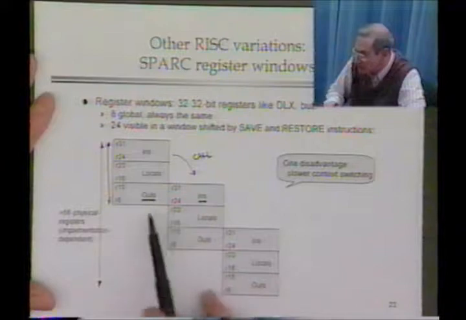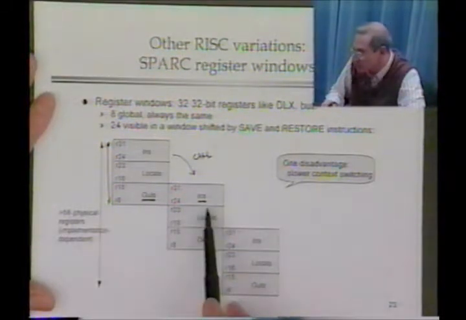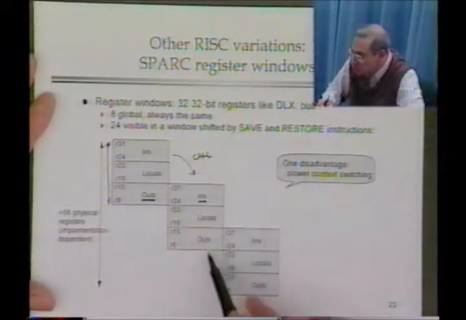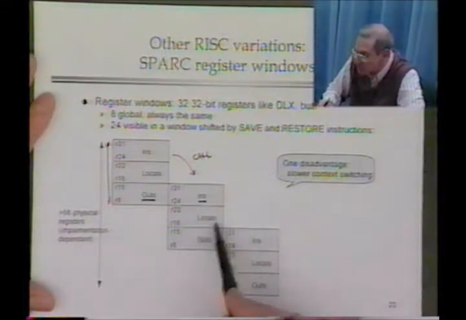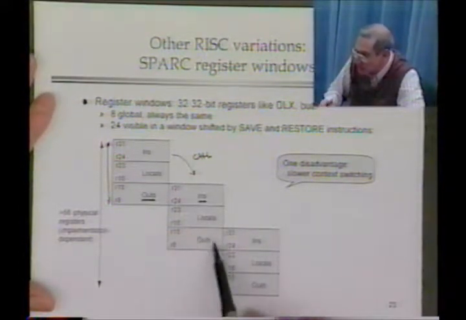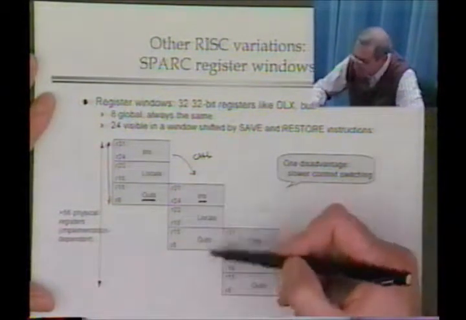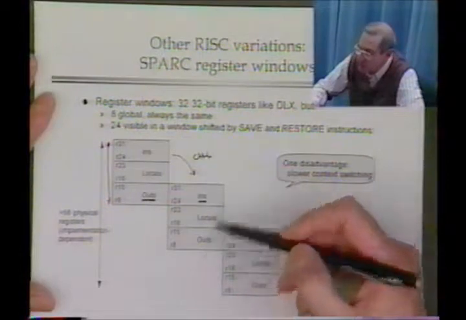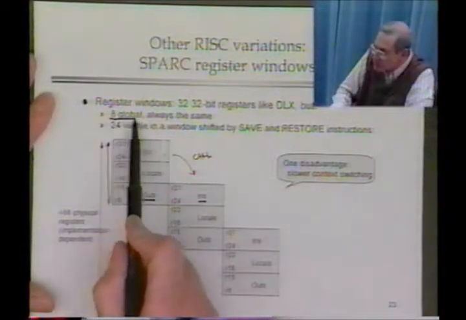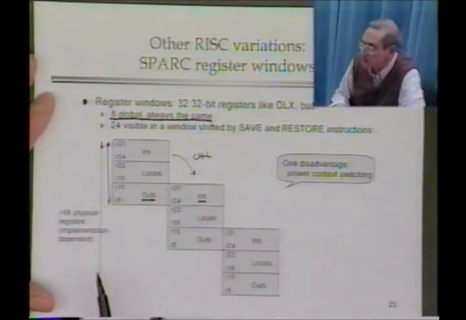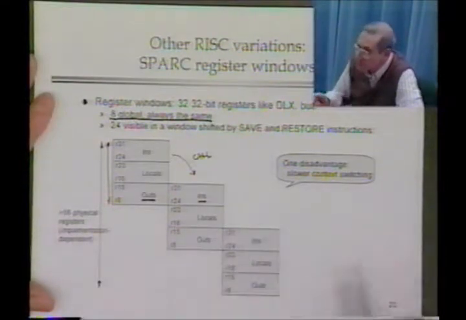Each transition gives you 8 of the same registers as the previous subroutine, 16 new registers, of which you can use 8 for your temporary variables, and 8 as output registers for the next subroutine you're going to call. This adds up to 24 registers, and in addition, there are 8 registers which are always global, always the same, regardless of which subroutine you're executing in.